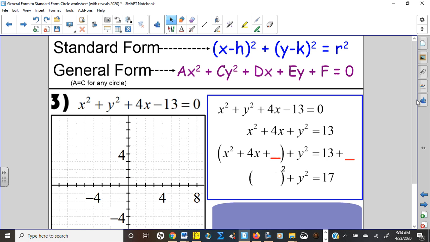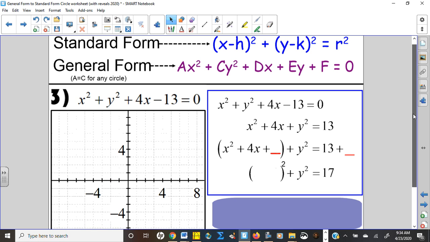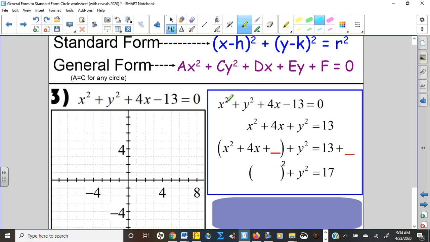All right, here's number 3. We've got some x terms here and here. I'll tell you what, I've been using yellow for x. I'll be consistent here and here. So we're going to put those together.